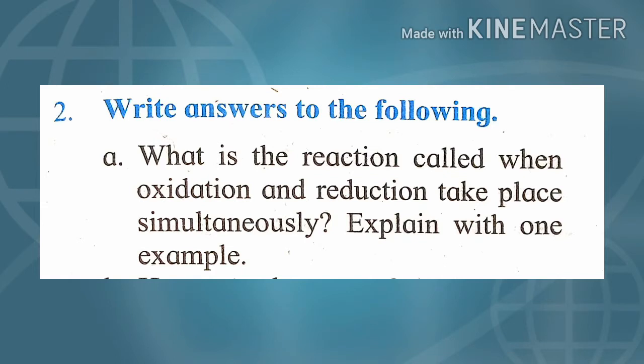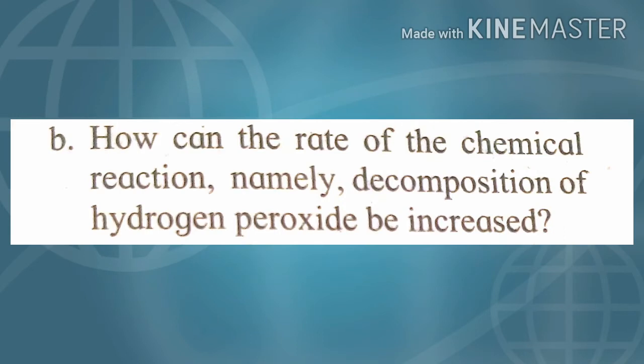Now we discuss second question, that is, what is the reaction called when oxidation and reduction take place simultaneously? Explain with one example. Here you write redox reaction with one example. Second question: how can rate of the chemical reaction, namely decomposition of hydrogen peroxide, increase? Answer: decomposition of hydrogen peroxide occurs slowly at room temperature. On the other hand, same reaction occurs at a faster rate by adding manganese dioxide powder in it.